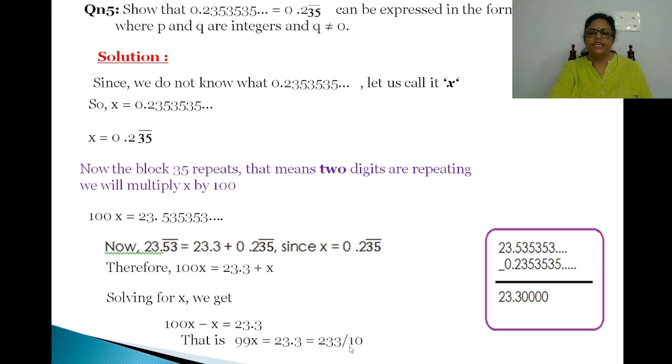233 by 10 divided by 99 is 233 divided by 990. So x is equal to 233 divided by 990. This is the p by q form of 0.235 bar.